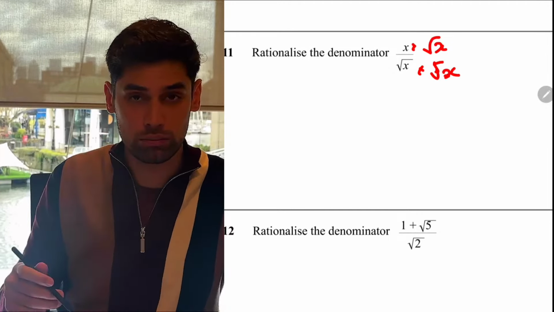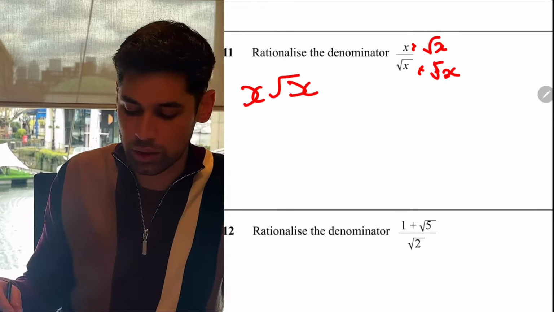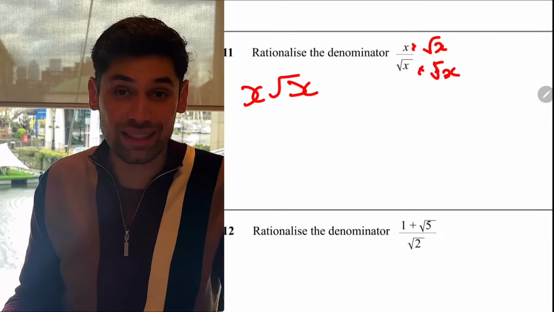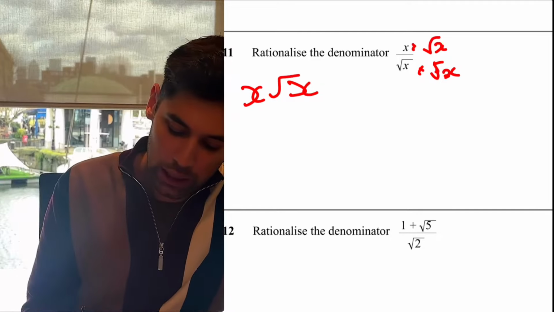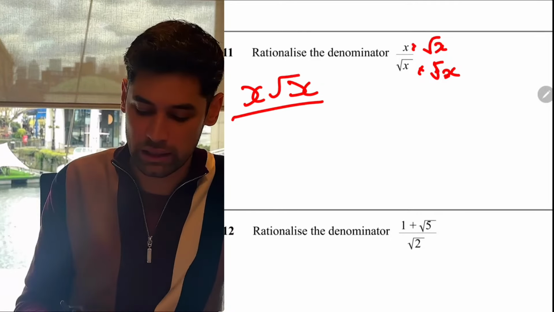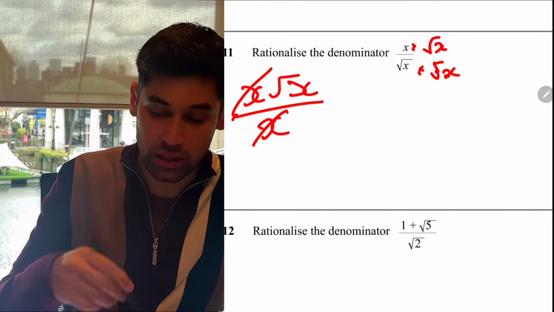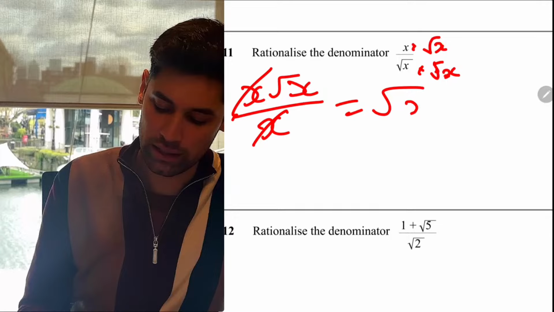x times root x is just x root x. Don't be afraid to shove stuff together even in algebra. If you're unsure, imagine x is a number, call it 5 or something. 5 times root 5 is 5 root 5. And then root x times root x is just x. And then the x's cancel out because numbers go with numbers, and in this case, x would be a number. So the answer is just root x.